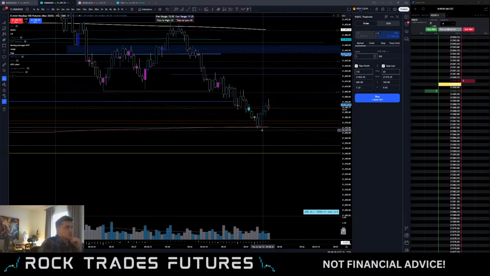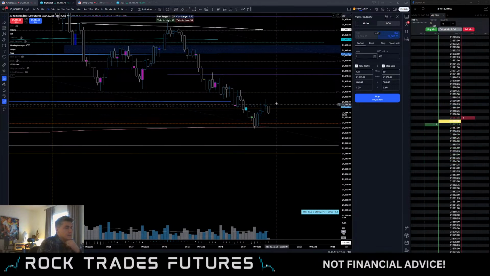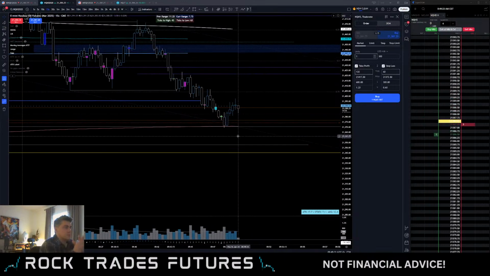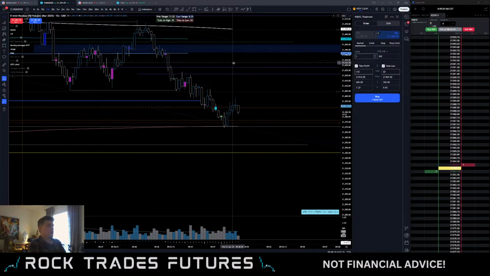Said this was a sexy long right from this line. This is a cool technical area that you see respected all the time. But now we're chopping new day opening gap, so I'm not interested. I'm just not interested. And what I want to see, probably a break lower, and hold.